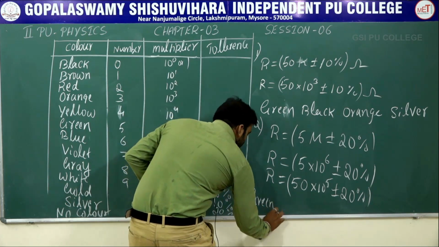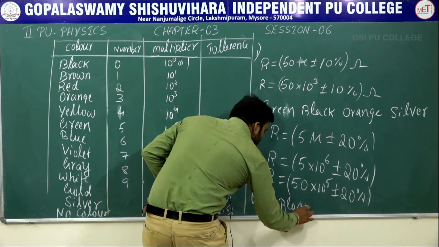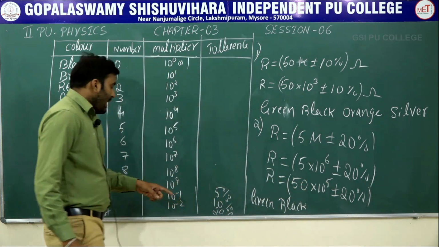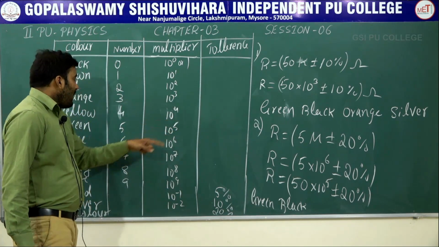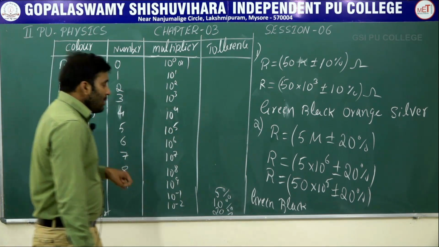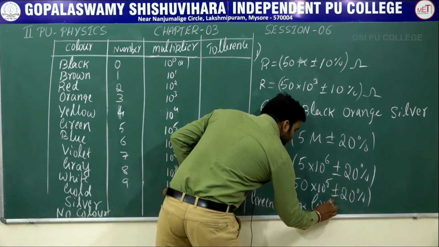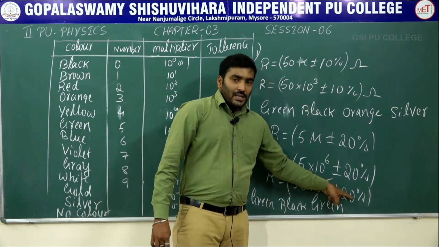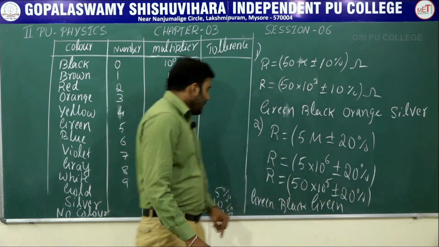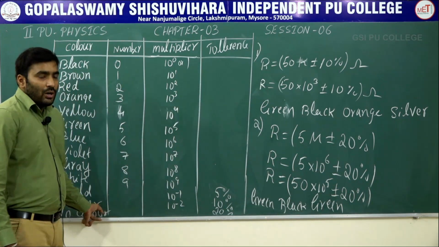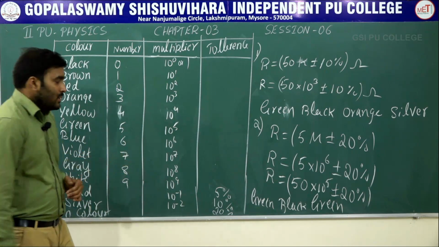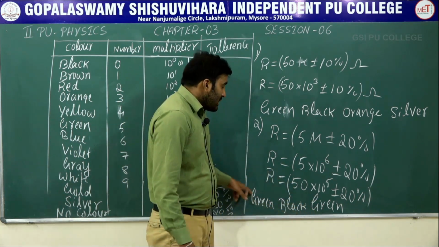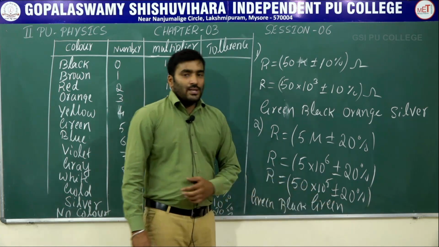Green, black. Next we have 10 power 5. The multiplier is 10 power 5, so for 10 power 5, again we have green. But look at the tolerance. Tolerance is 20%. So for 20%, the color should be no color, or the fourth band is absent. So we have green, black, green. So this resistor has this much resistance.